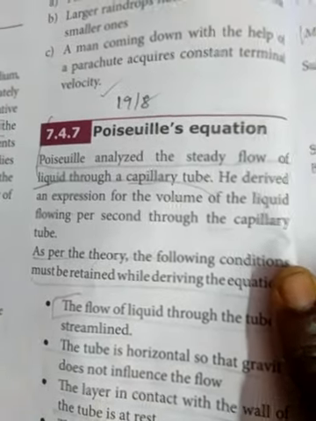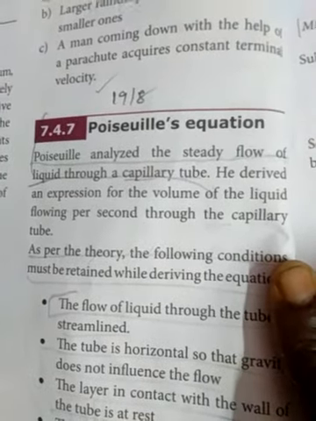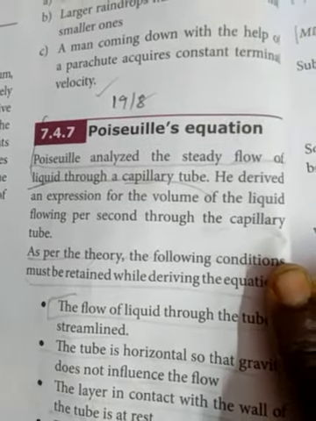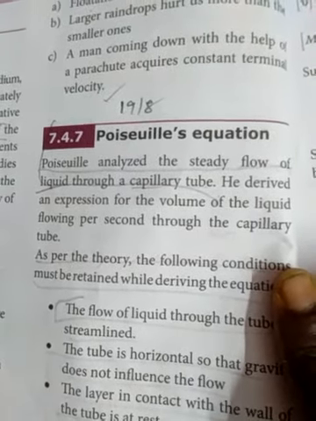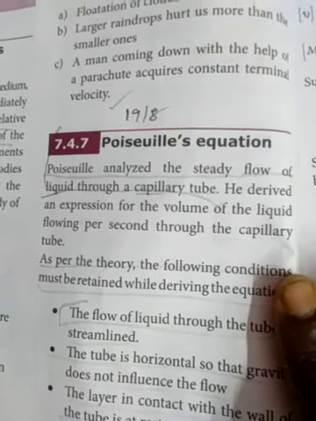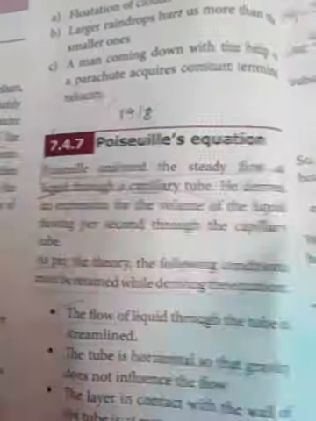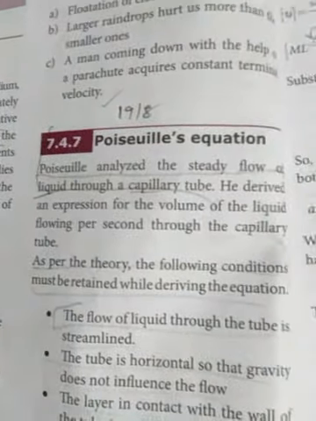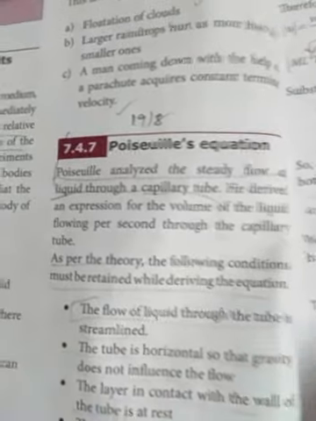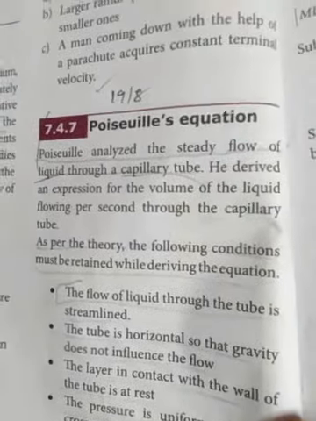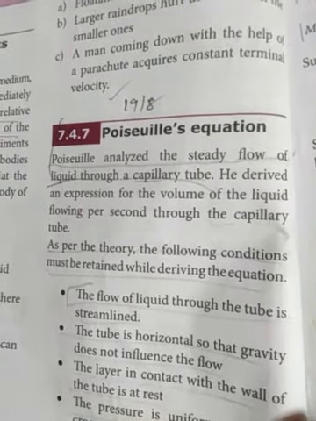First, we take one capillary tube, and we take the liquid flowing through the capillary tube. Next, he derived the expression for the volume of the liquid flowing through the capillary tube per second. As per the theory, the following conditions must be satisfied while deriving the equation.